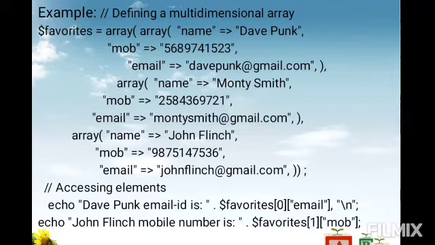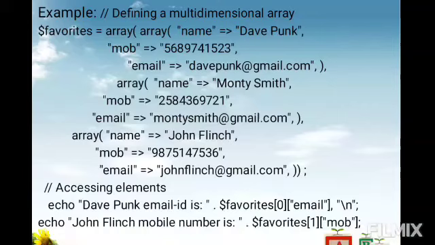Array name Devpunk, mobile number, email. Then array name Mounty Smith, mobile number, email. And the third array is also John Flitch. Each and every person's details are stored using an array, and all the details are put together in a multi-dimensional array named $favorite.